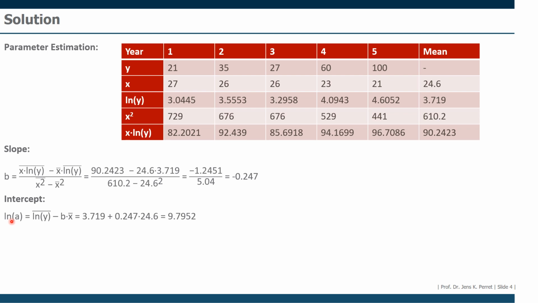So to get my parameter a, I have to use the exponential function on this. If I do this, my result in this case will be 17,947.3904. Those are the two parameters I can now put in my model for the exponential growth: the parameter in front, and the one before the x variable.